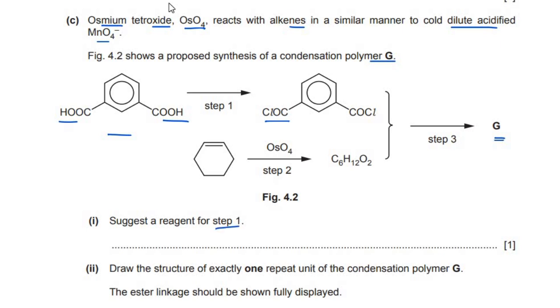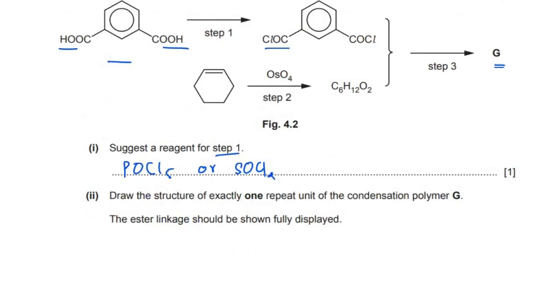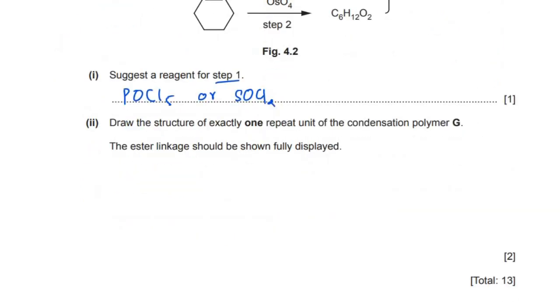Now step 1, what's happening? Carboxylic acid is changing to acyl chloride, and the chlorinating agent is obviously PCl5 or SOCl2. At normal room temperature, these are the 2 chlorinating agents that can chlorinate the carboxylic acids. The next part is to draw the structure of exactly 1 repeat unit of the condensation polymer G, and the ester linkage should be shown fully displayed.